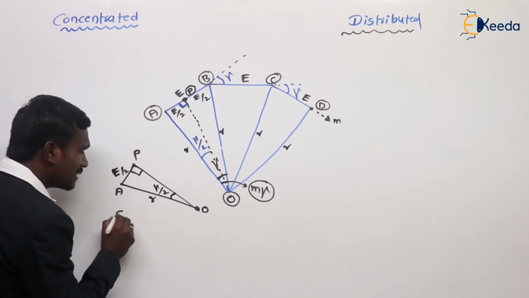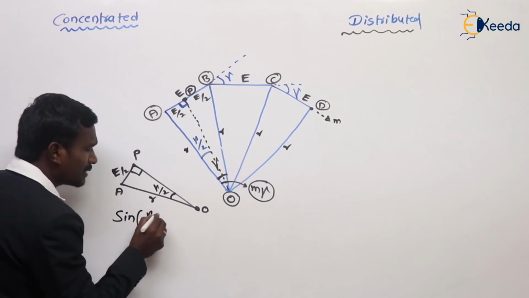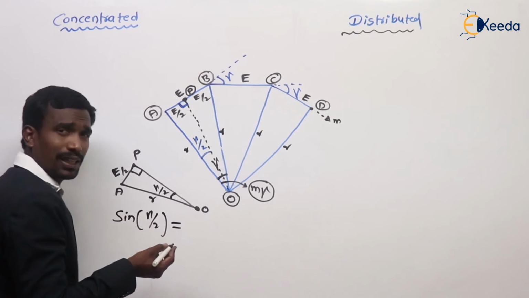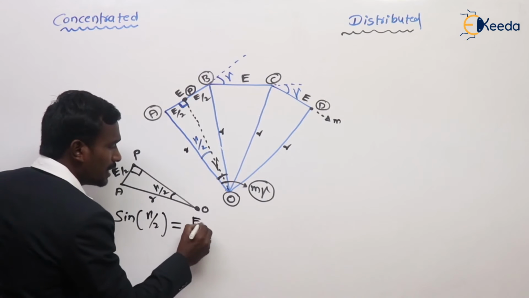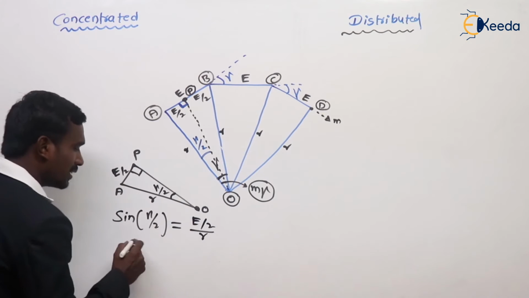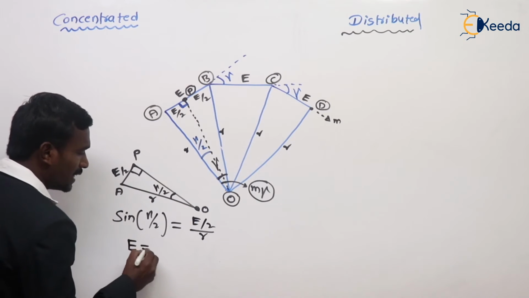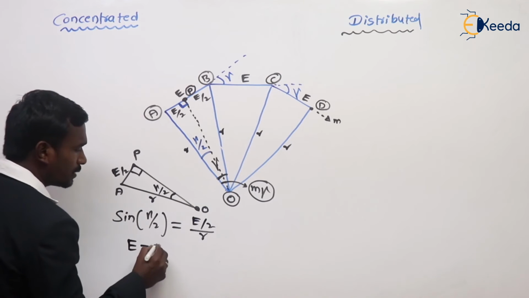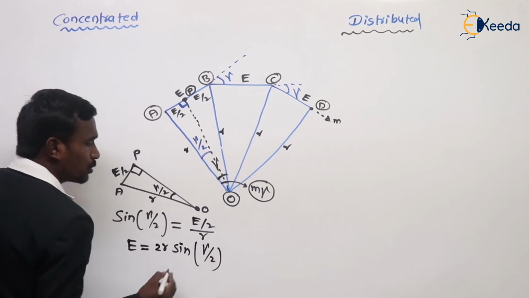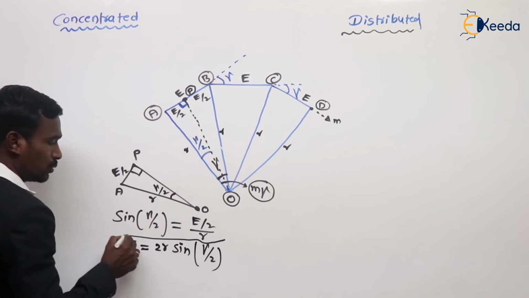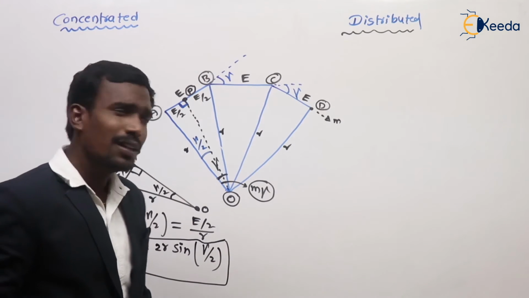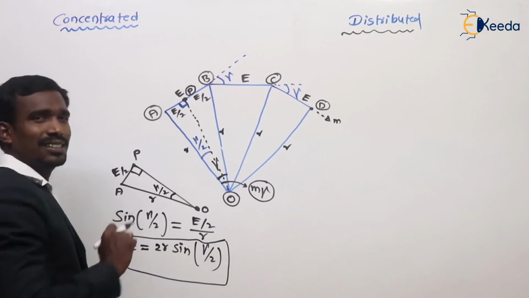So tell me, what is sine theta? Sine theta is opposite side upon hypotenuse. What is opposite? E by 2 upon R. From this I want E. E is equal to 2R sine gamma by 2. This is the EMF in one slot.